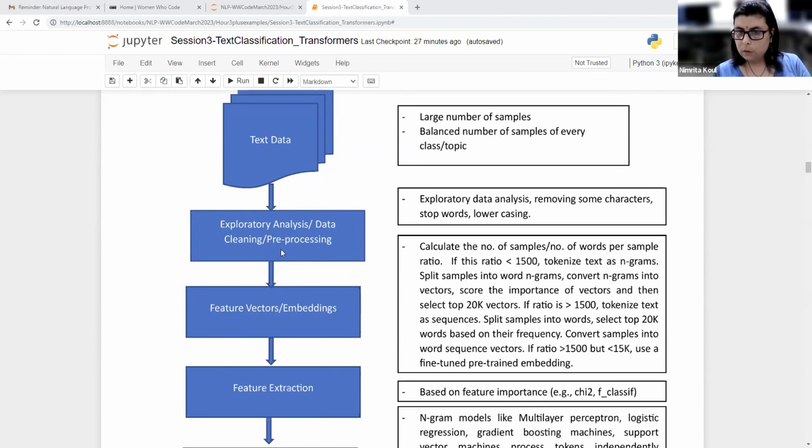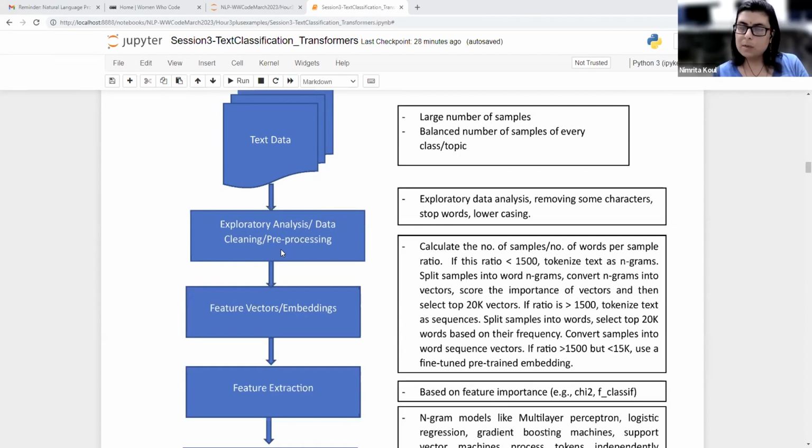There's a general rule. If the number of samples to number of words per sample ratio is less than 1500, number of samples means how much text you have, how many documents you have, how many sentences you have. And number of words per sample means in one sentence or in one document, how many words you have. It's a generally accepted rule of thumb.